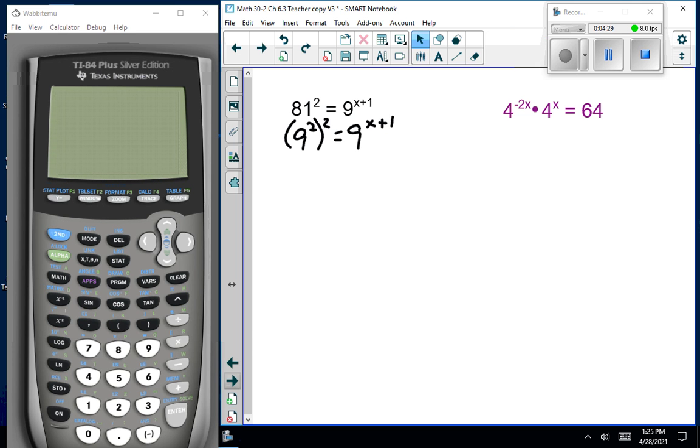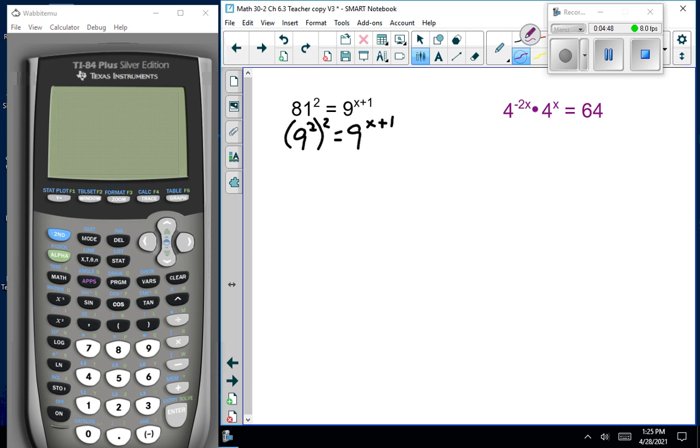Now, there is always somebody who goes, hey, Mr. Sutton, 81 is 3 to the 4, and 9 is 3 squared. So can we go that way? Oh, yeah, too much work. You could, but I'm not. Way too much work. So, that you can solve.